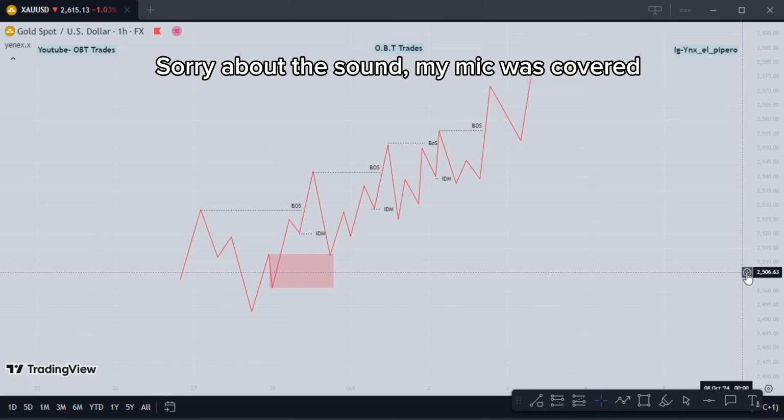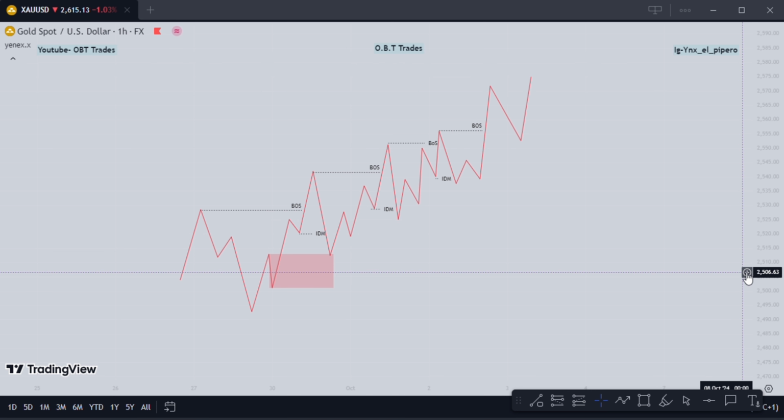So in today's YouTube video I'm going to be teaching you guys an entry model. It's an entry model I created myself while trading Trading Hub 3.0's SMC concept. You can go check out his YouTube.